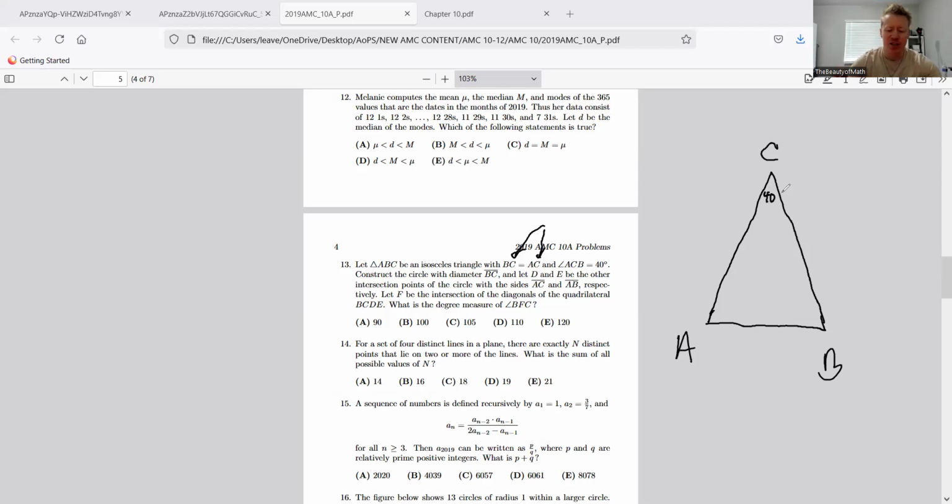Further, it says construct the circle with diameter BC. By the way, as I'm reading that, my brain already launched to the next step of this 40, which is that these angles will be 70 and 70 by virtue of it being isosceles. That's called the isosceles triangle theorem. You should probably add it to your small notebook.